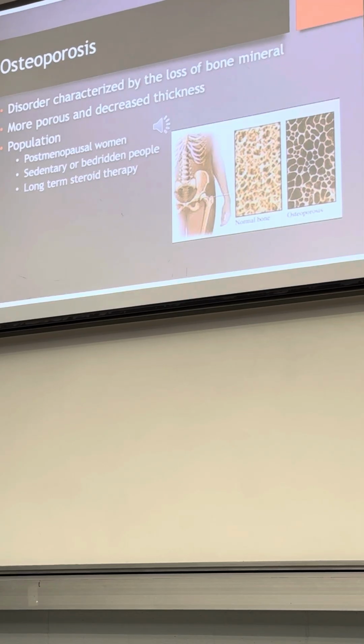Osteoporosis is also another systemic condition. Anybody know anybody that's had osteoporosis? Usually it affects older women. As women age, it happens to your bone density. It's a loss of bone mineral. The bone becomes more porous and it decreases in thickness. The population typically is postmenopausal women, people who are sedentary, they don't move around.